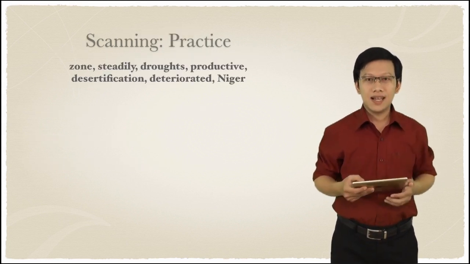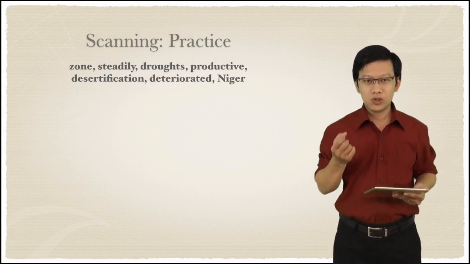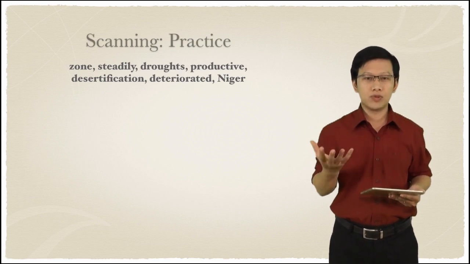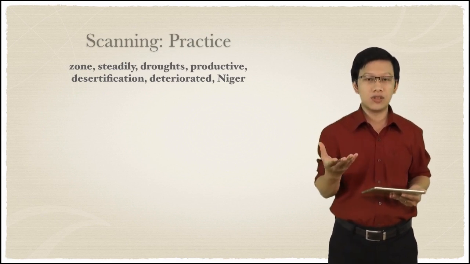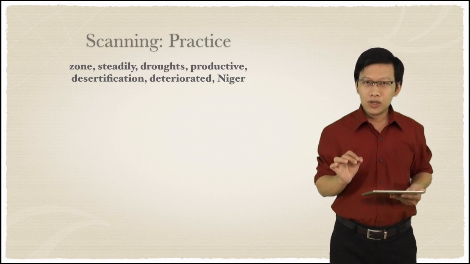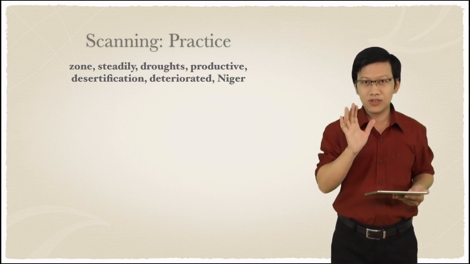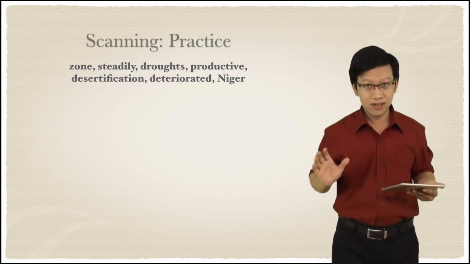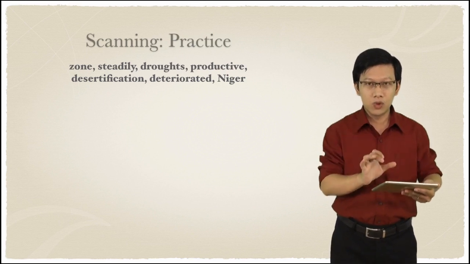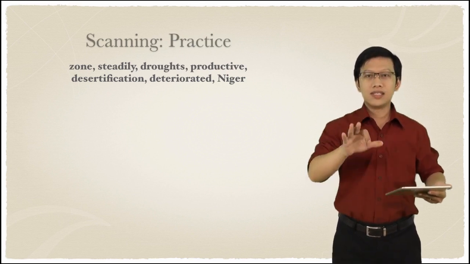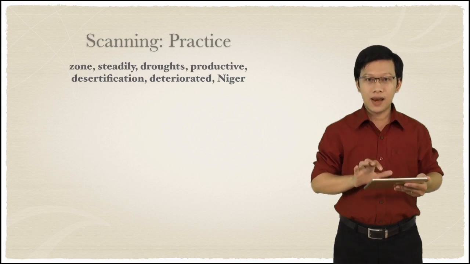Now, for practice, I have 7 words. Zone, steadily, drought, productive, desertification, deteriorated, Niger. I want you to scan the following text to find these words. Alright? Very simple. Scan the text, find the words, complete the task. 30 seconds, start now.